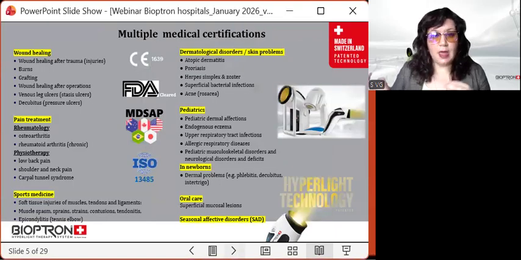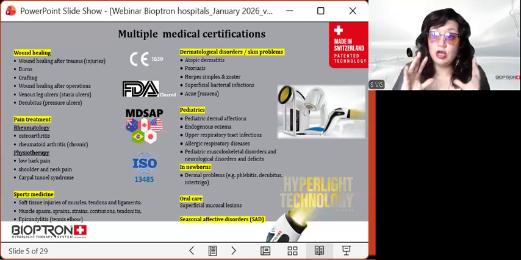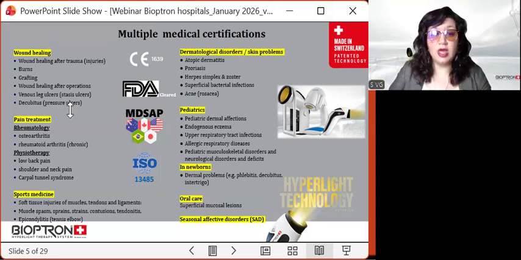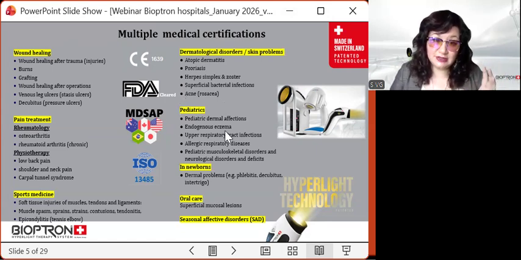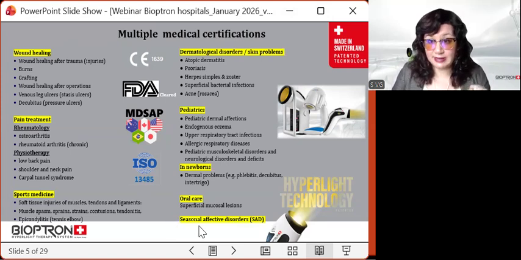As you know, Bioptron devices have multiple medical certifications. We will go through all of them, and I will give you tips and advice on how to approach healthcare professionals in the medical domains for which Bioptron is medically certified: for wound healing, for pain treatment in different domains, for dermatological issues, but also the use in pediatrics, and to fight depressive symptoms in seasonal affective disorder.